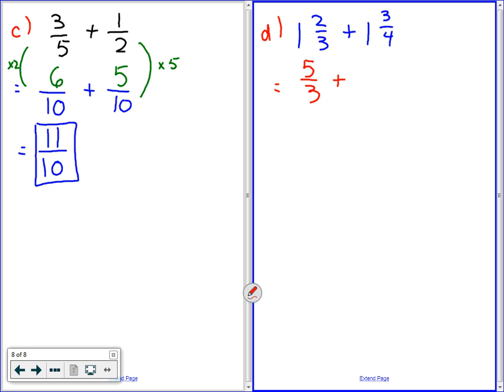Alright, then, 1 3/4. What did we do for that one, please? What we're going to do, I'll help you out here. So what we're going to do here is 4 times 1, right? Is 4, and then plus 3 is going to be 7. So just look over here, right? 3 times 1, and then plus 2. 4 times 1, and then plus 3, so it's going to be 7 over 4.